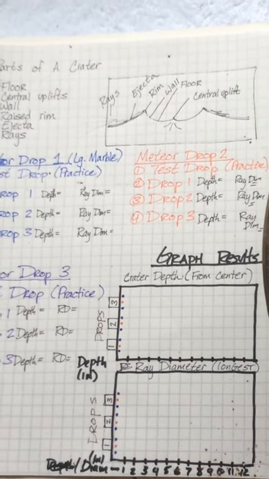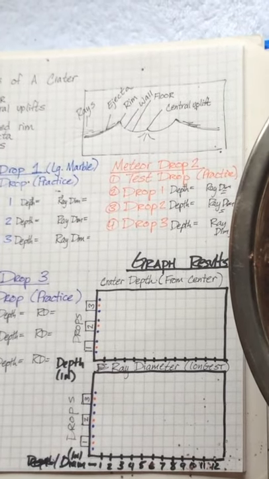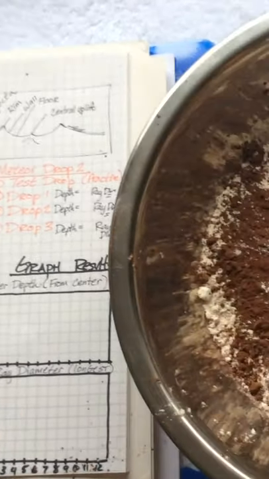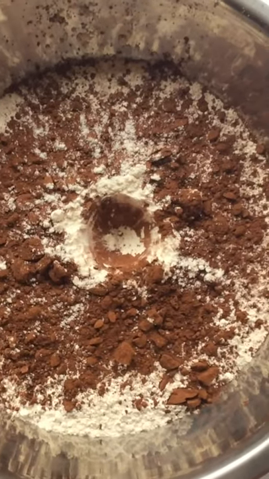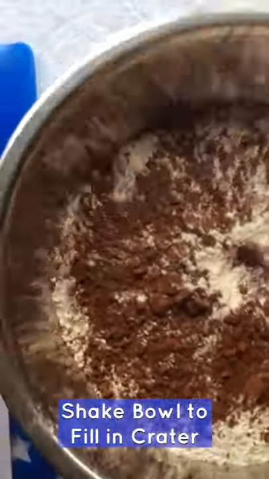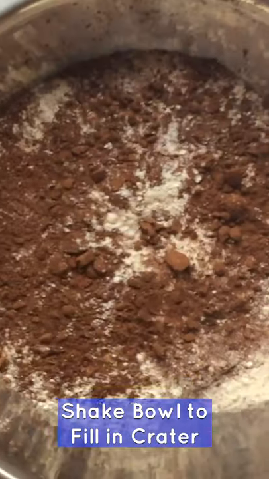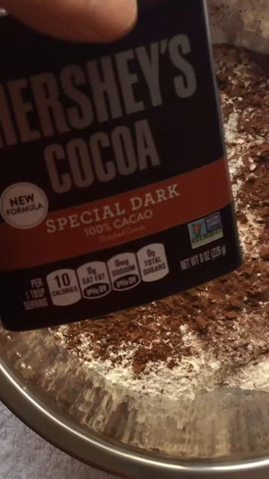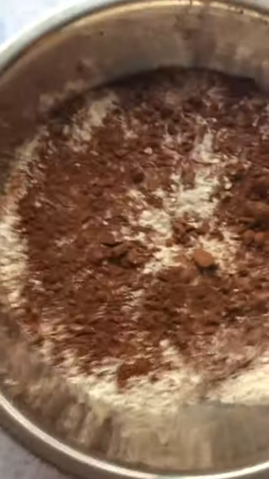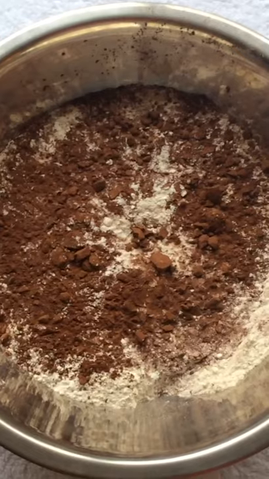So the first is, we're going to do a couple more drops, and I'm going to write down my data, and I want you to do your data drops as well, because that was considered my test. If we're going to do our next drop, we don't want the same impact crater, so we're going to shake the bowl and fill in your hole. If you want to sprinkle more of the cocoa powder on top, you can, but you don't have to. So let's go to our next drops. I will fill in mine, and then I'll go to the next one.